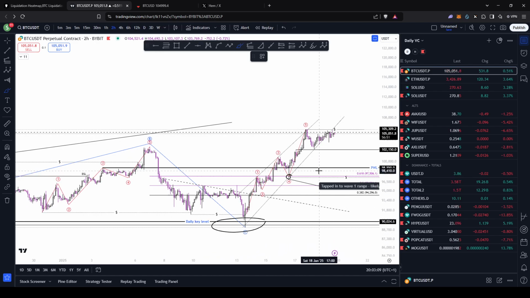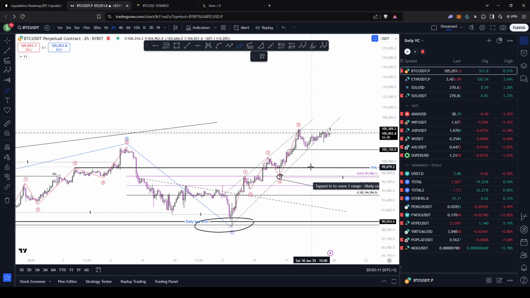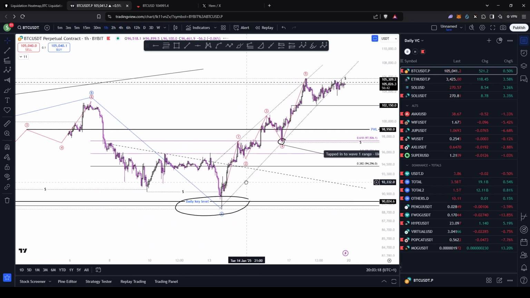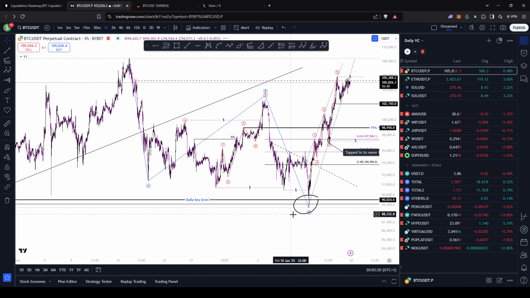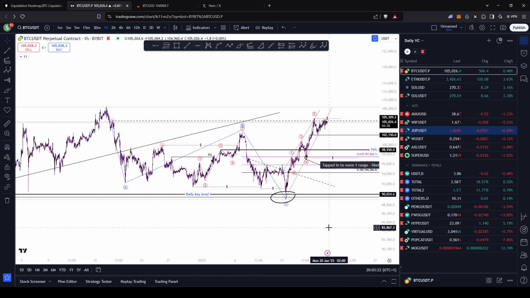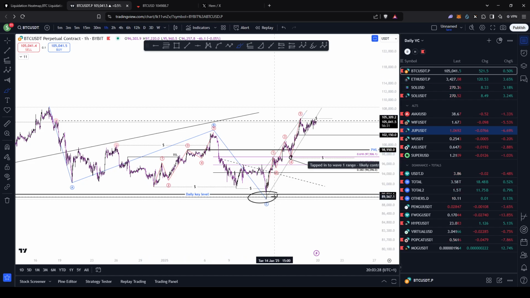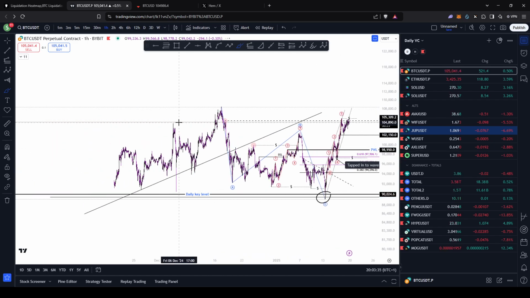Do I think this pump is finished? Not really, not right now. I don't think this is shortable at all. Let's just have a look at the hourly here. We can very clearly see that this is a big impulse move right here. Very impulsive structure, straight up. There you have all of these very minor pullbacks, and then just continuation momentum towards the upside.